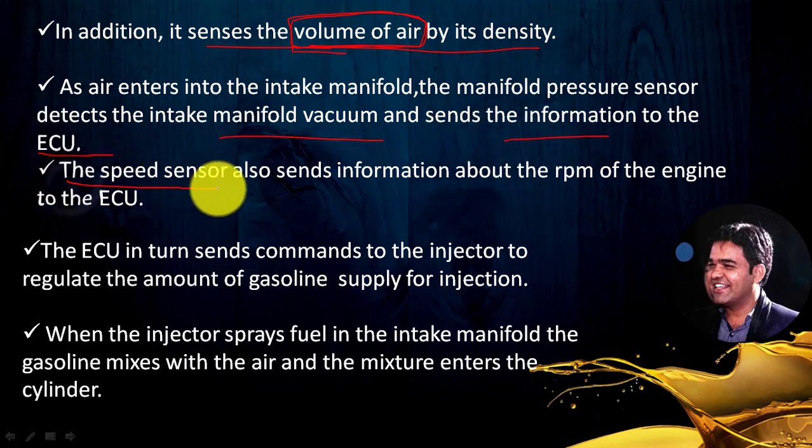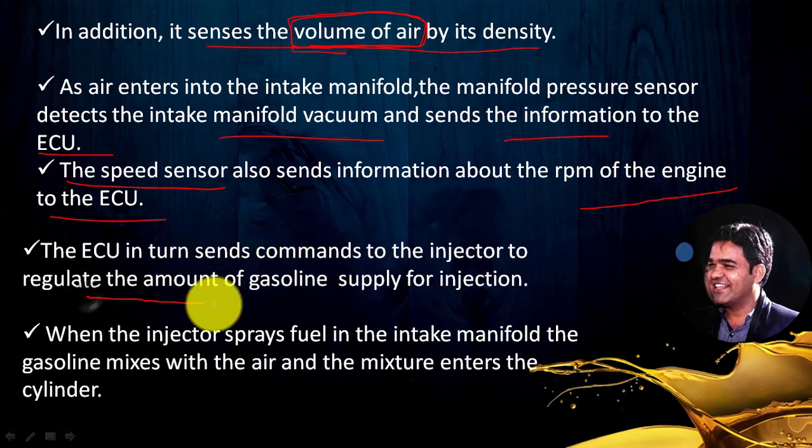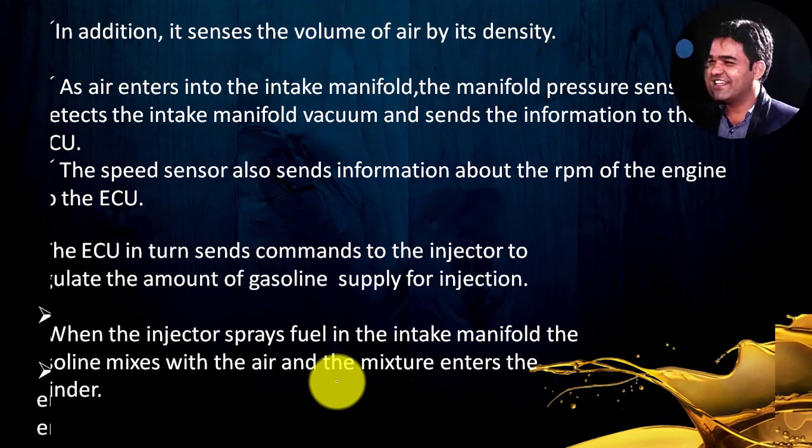Simultaneously, the speed sensor, which is mounted at the crankshaft, also sends the information about the RPM of the engine to the ECU. The ECU in turn sends commands to the injector to regulate the amount of gasoline supply for the injection. And when the injector sprays fuel in the intake manifold, the gasoline mixes with the air and the mixture enters the cylinder. This is about the D-MPFI system.